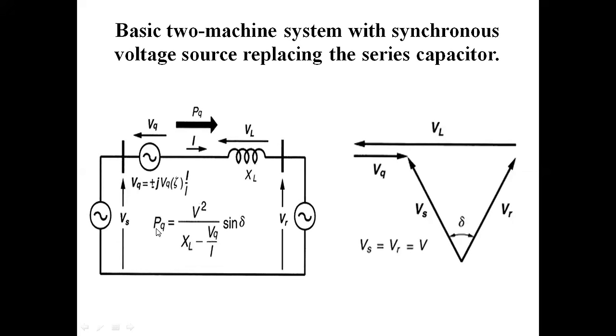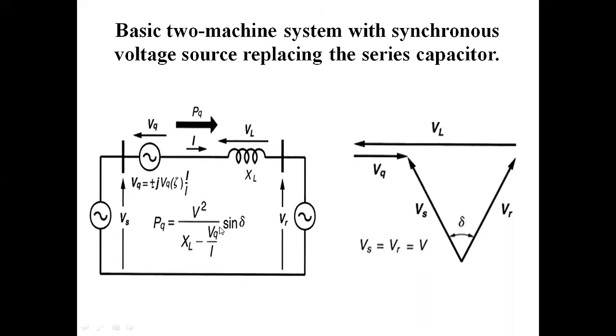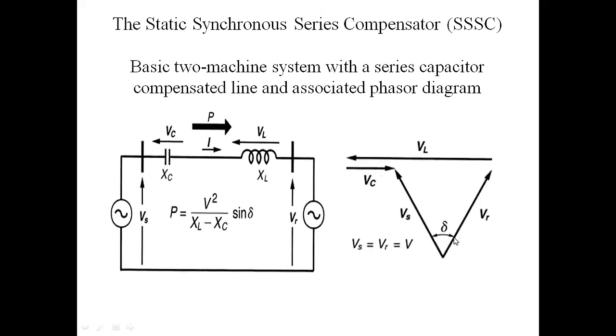This is the formula. Power PQ equals V square by XL minus Vq by I. In the previous formula, P equals V square by (XL minus XC), where we connected a capacitive reactance in series. Here, power PQ equals V square by XL minus Vq, where Vq means the injected voltage, by current, into sine delta. Delta is the angle between the sending end voltage and the receiving end voltage.